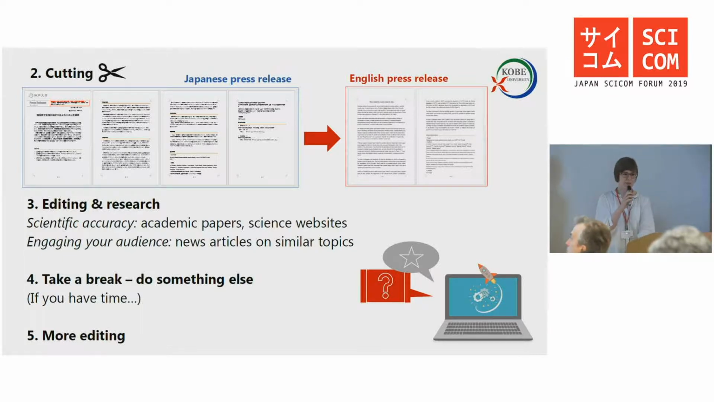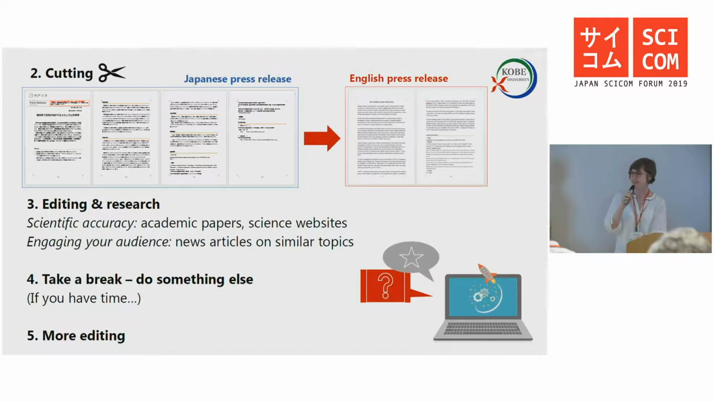After cutting it down to get it a bit shorter, I try and make it more scientifically accurate. I'll do this by looking at academic papers on a similar topic, and I'll try and find some science websites that explain things the way I understand. I don't have a science background, by the way. And also, equally important, to make it appealing to a general audience, I'll often Google for reputable news sources, and I'll see how other people explain this topic and see if I can get similar tips or borrow some language in making my press release appeal to a general audience. When I've got that down, I'll usually take a break and do something else, and then come back and look at it with fresh eyes.